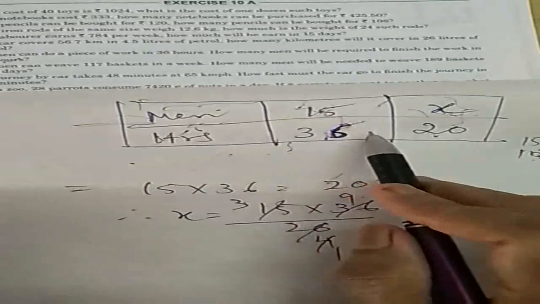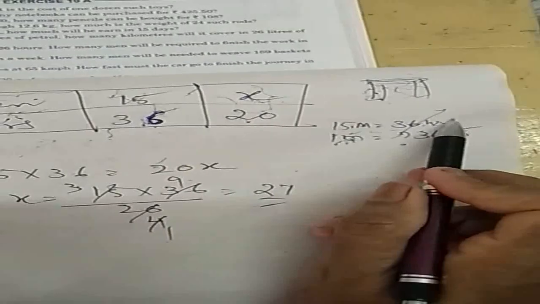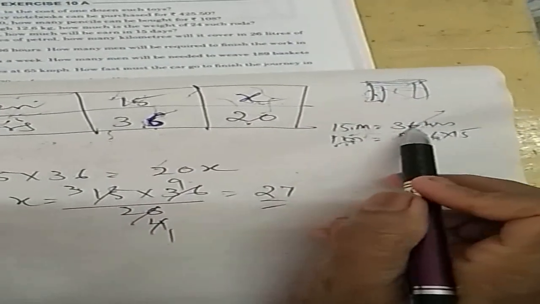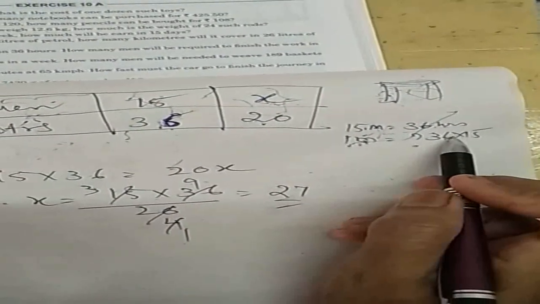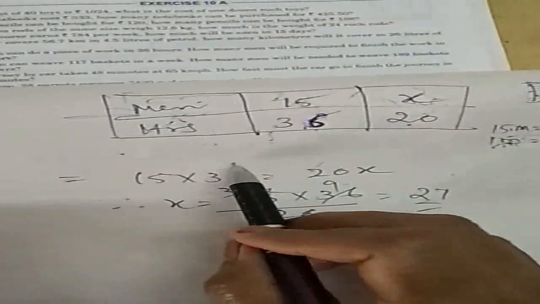In inverse proportion, understand how to identify whether it is inverse. When 15 men can complete it in 36 hours, then if I take one man, he will take more hours. More men, less hours. One man would take a lot of time for the same work. So less men, more hours. So it is inverse. Inverse means multiplication. So this is how you will do it.